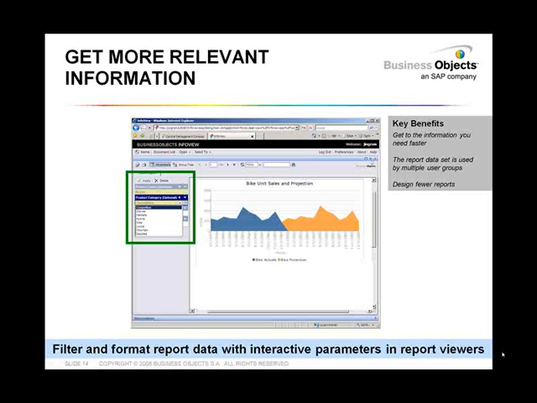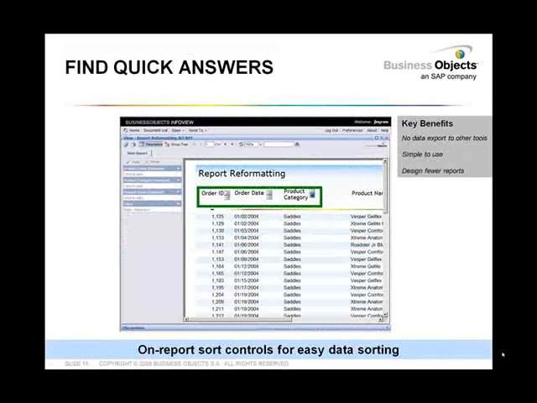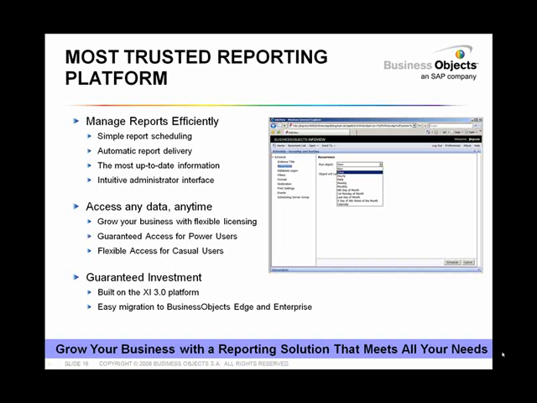And you can do that from inside the report viewer. So once you've generated the report, you distribute that out to somebody who has the report viewer. They have access to all that functionality, which reduces the number of times you have to generate reports, reduces the number of requests that you will have to provide different views of that data, because the user can do it themselves. That on-report sorting, again, gives your users the ability to find their quick answers. And of course, it's built on the XI 3.0 platform.